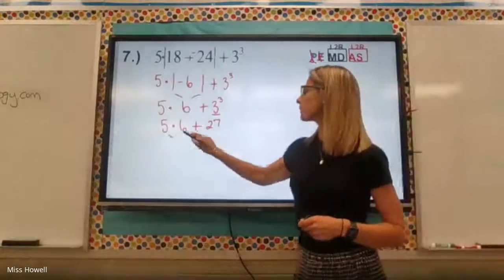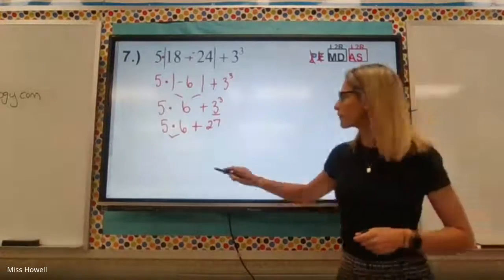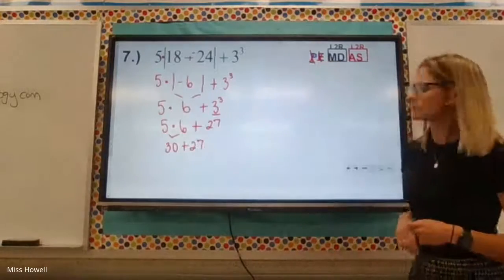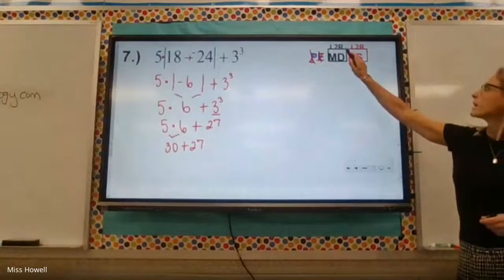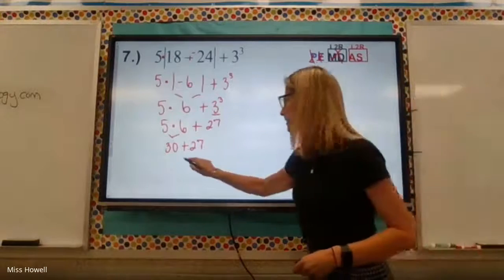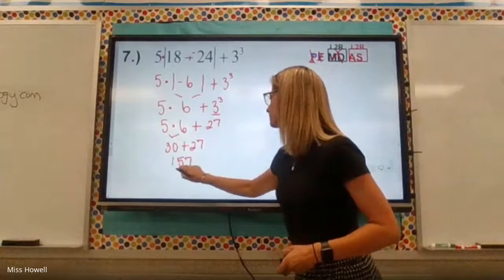We're looking for multiplies and divides. There's one multiply here. 5 times 6 would give us a new value of 30. Bring down our plus 27. All right, the last thing left in the problem is an add. So 30 plus 27 then will give us our final result here of 57.